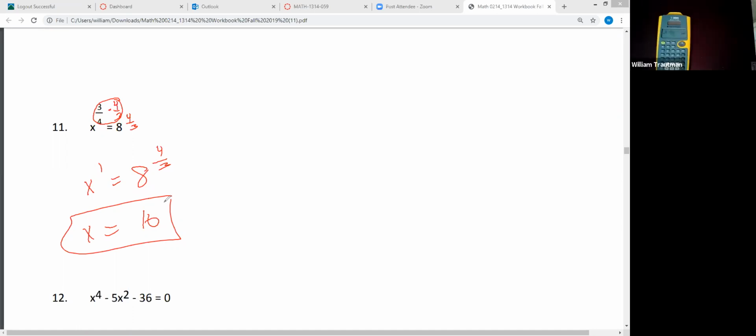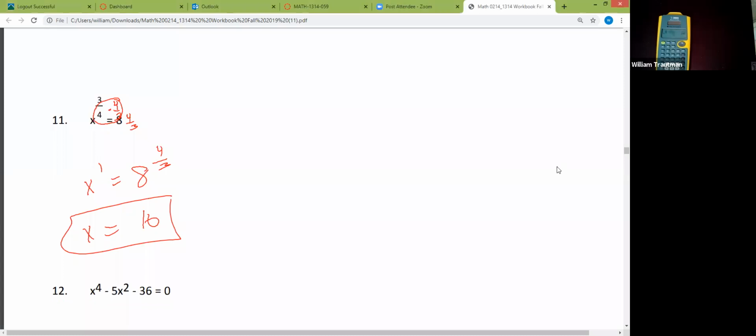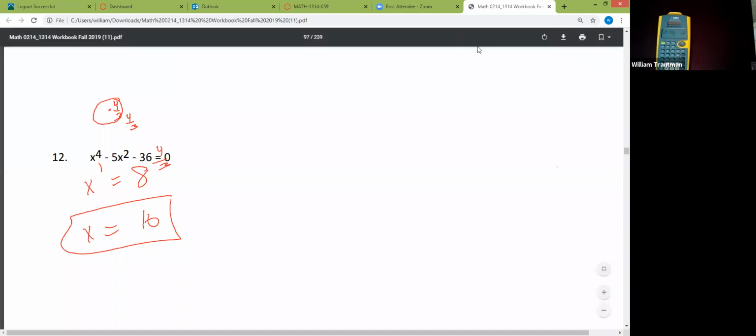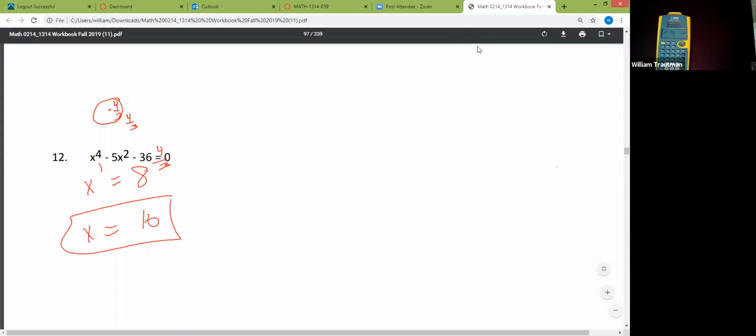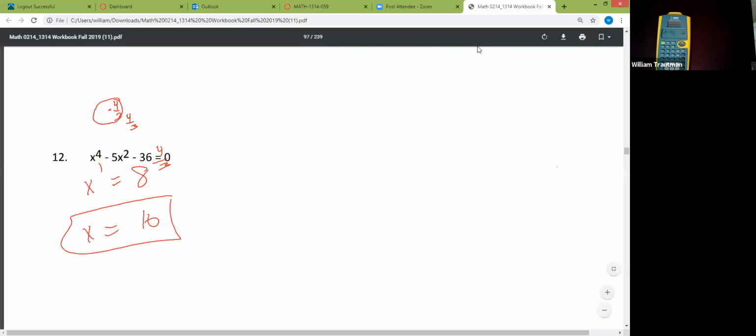These aren't too bad. The rest of these are a bear. I mean, the ones previous to this, how many more we got? We got 12 and 13. Two more. I'm only going to do one of those two.